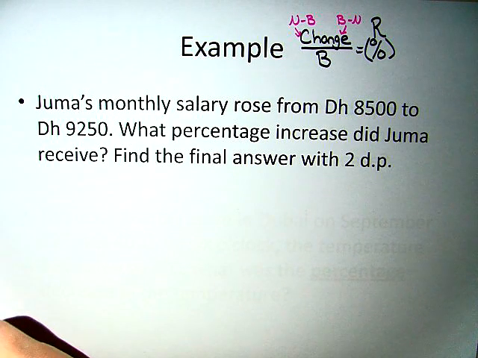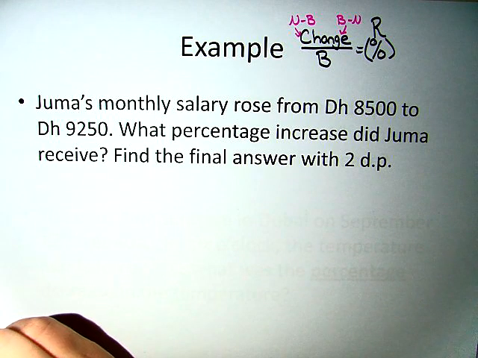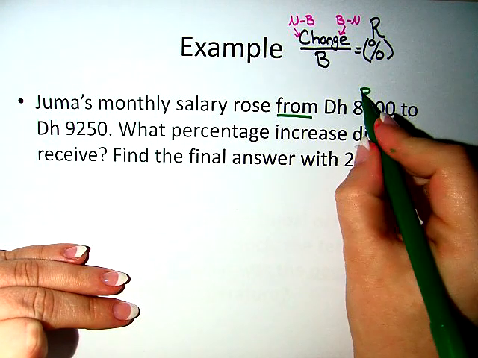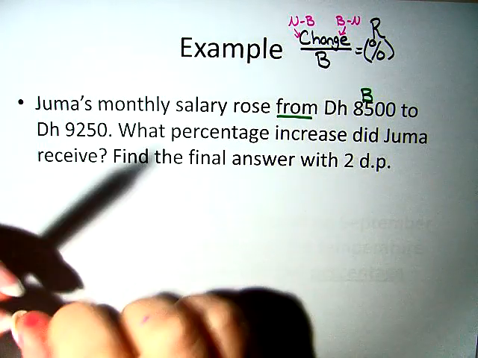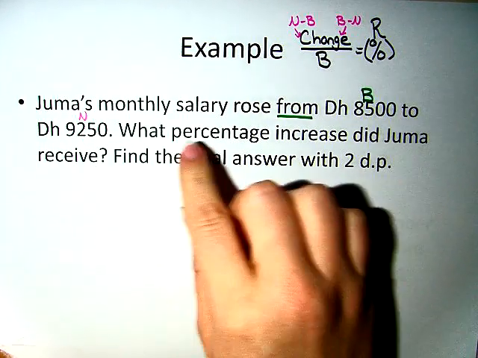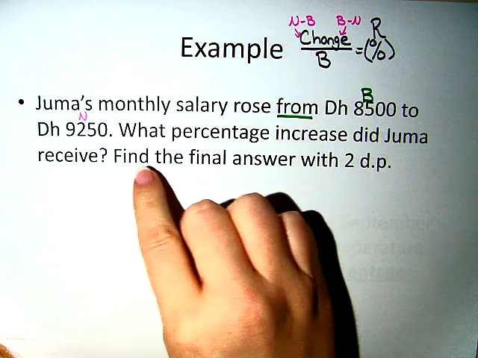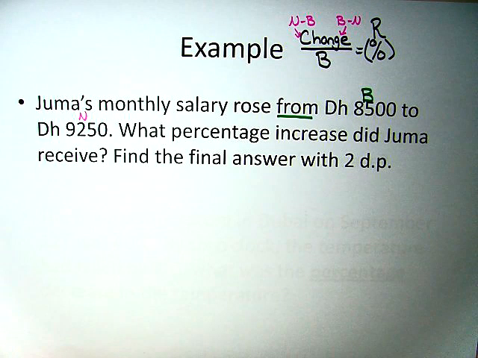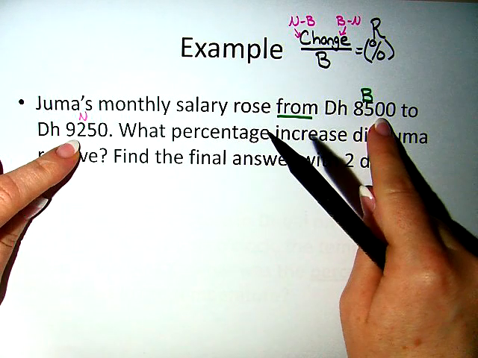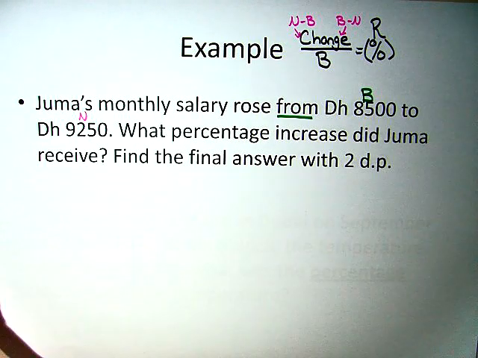So let's go ahead and try this. Juma's monthly salary rose from, okay, this "from" is our base, to, this is my new number. What percentage increase did Juma receive? Find the final answer with 2 decimal points. In this case, we're going to look at the highest number minus the lowest number because all we're looking for is the amount of change between the two.